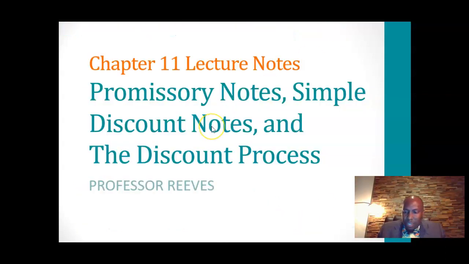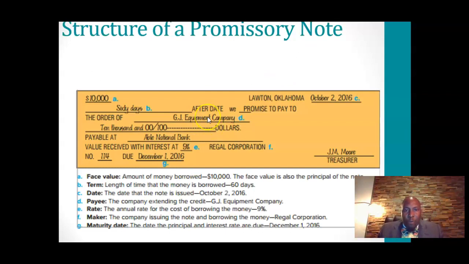So GJ Equipment Company loaned $10,000 to the Regal Corporation. They agreed to pay them back $10,000 plus interest at a rate of 9%, which is the annual interest rate. The note becomes due in 60 days or 2 months.